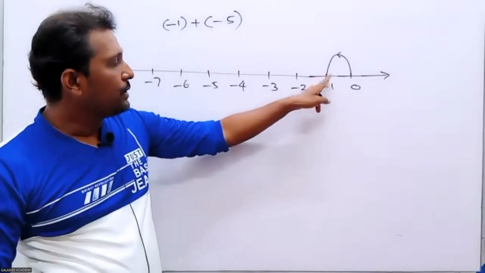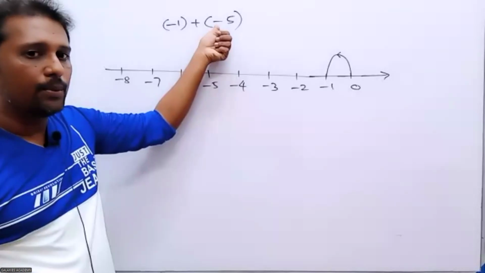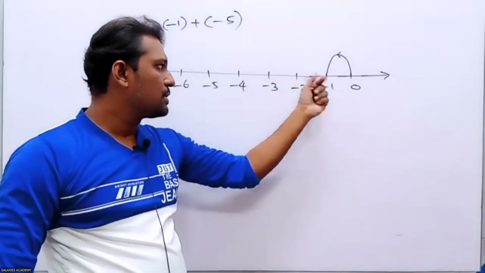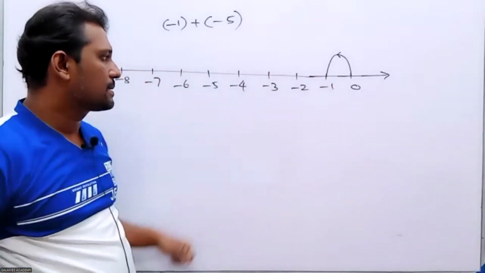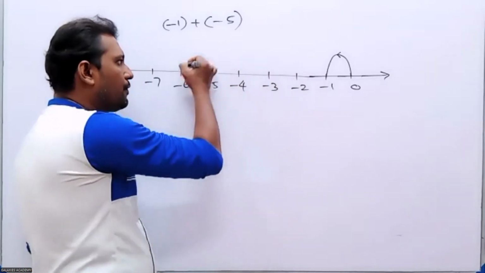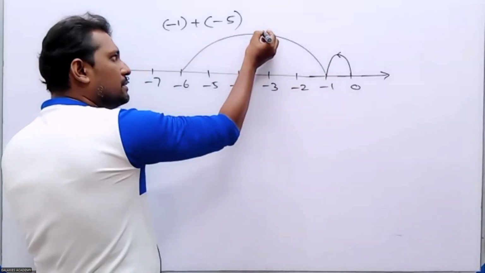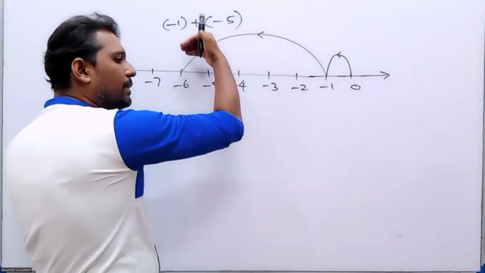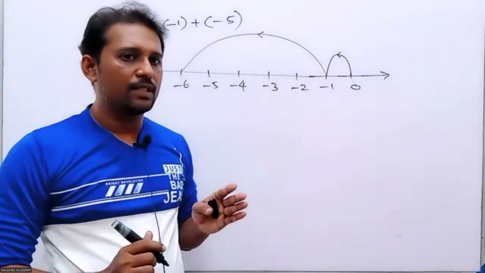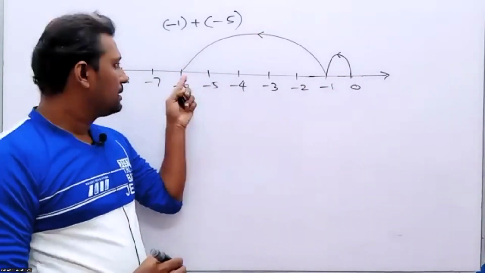From this position you have to go 5 places in the negative direction. Negative direction means this direction, no? From this position you have to go 5 places. Now you count 1, 2, 3, 4, 5 here. Then you can represent it. This is the moving direction, negative direction, right? Now you check what is the starting position of this journey: 0.